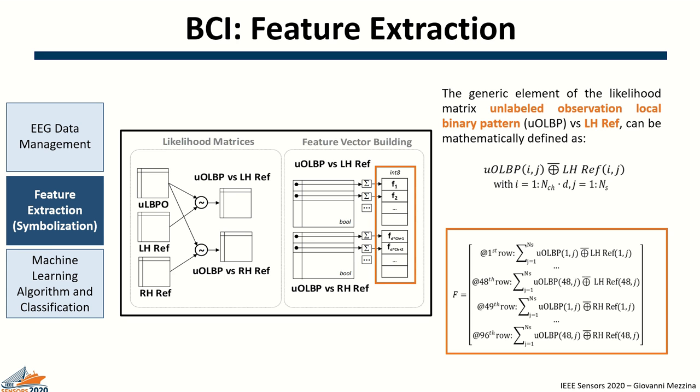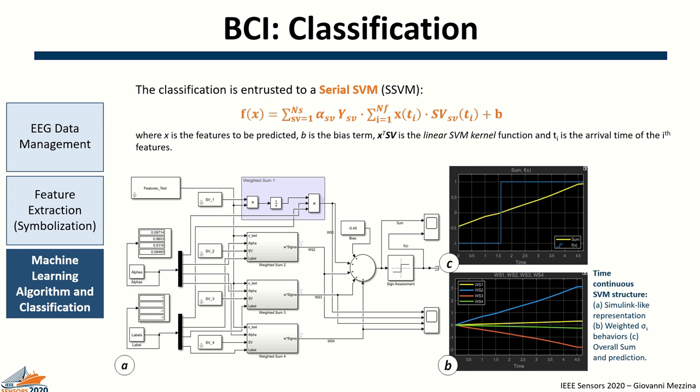To assess this similarity, an external counter, that is this one, verifies the number of 1s per each row. Since both comparisons build the feature vector, we expect, for example, that an observation from a right-hand movement will have a high number of 1s during the comparison with the reference mask from the right-hand movement, while it will show a low number of 1s during the comparison with the left-hand movement related mask.